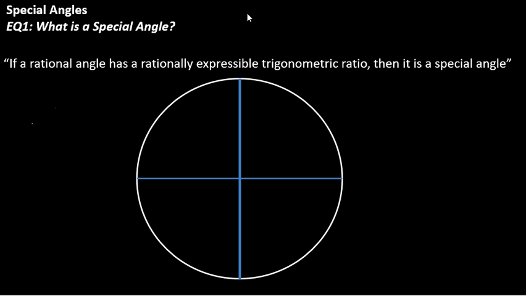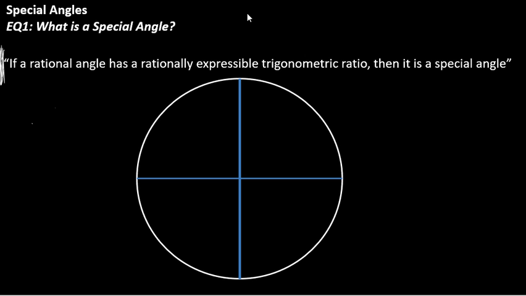Anyway, we have a little definition here that you can go ahead and use to answer EQ1. So what is a special angle? Well, a special angle is an angle that's rational and has a rationally expressible trigonometric ratio. That's a mouthful to say, isn't it?